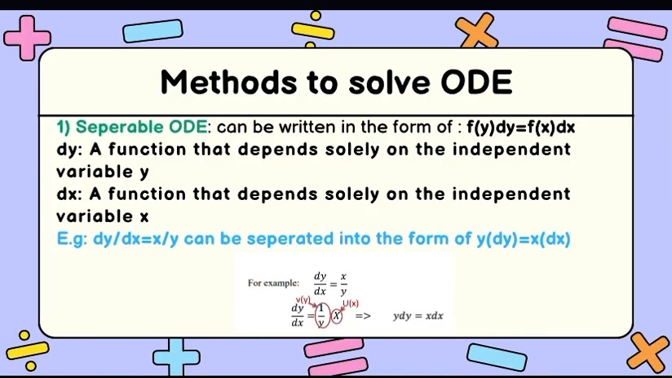The first method is separable ODE. A separable ODE should be written in the form of f(y) dy equals f(x) dx, where f(y) is a function that depends solely on the independent variable y, while f(x) is a function that depends solely on the independent variable x. Below is an example of a separable ODE.